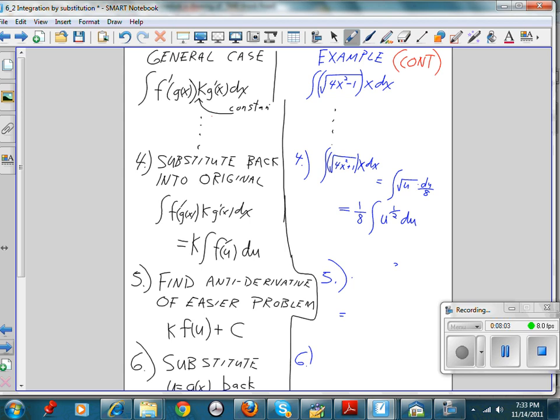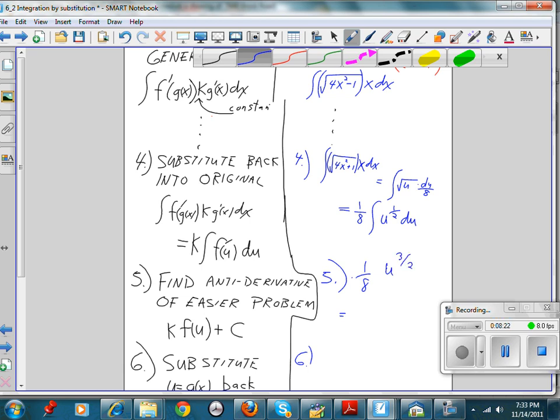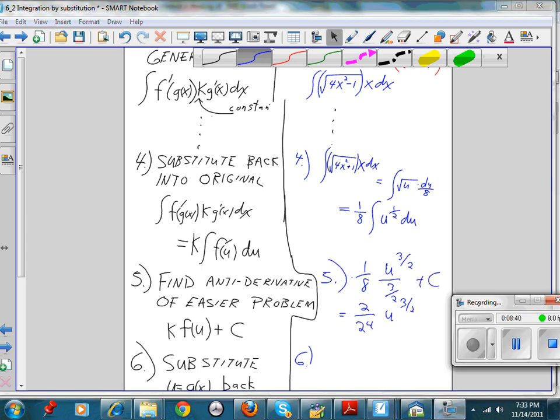I'm on step 4. Now step 5 says find the antiderivative. Okay, now comes the easy part. It's going to be 1/8, and I use the power rule here, right? u to the 3/2 over 3/2. I'm going to flip that, so it becomes 2/3, or 2/24 u to the 3/2. Better put my constant of integration here too, right?